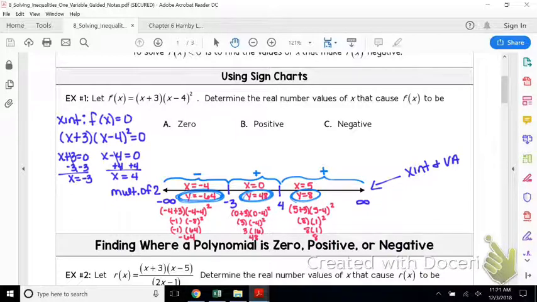Now, typically what you will see when you do this is your positives and negatives will alternate. So it'd be like positive, negative, positive, negative, positive, negative. But I see here we have two positives together. The only way that's going to happen is if you have multiplicity at that x-intercept. So I'm going to double check this because that's throwing up a red flag to me. When I have a positive and a positive or a negative and a negative, I need to check.